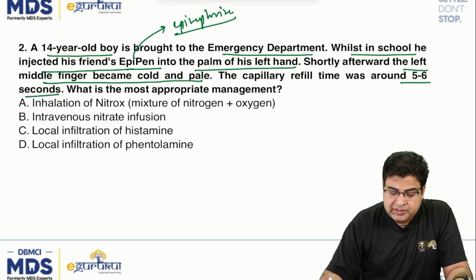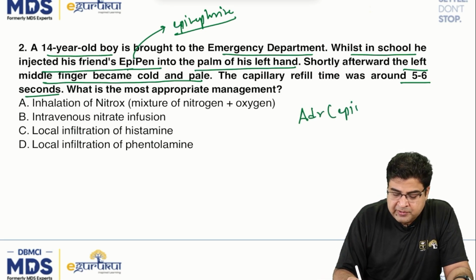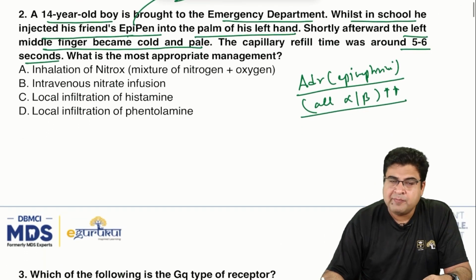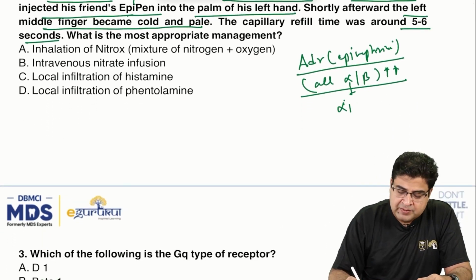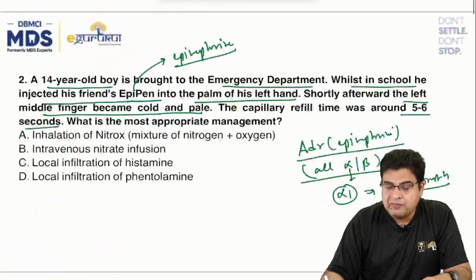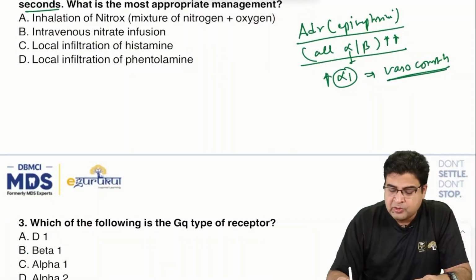So guys, we know that epinephrine, the medicine also known as adrenaline, can act on all alpha and all beta receptors. One of the alpha receptors is alpha-1. So by acting on alpha-1 receptor, this medicine can cause vasoconstriction. We know that alpha-1 receptor is present on blood vessels. So epinephrine, by acting on alpha-1 receptor, can cause vasoconstriction.